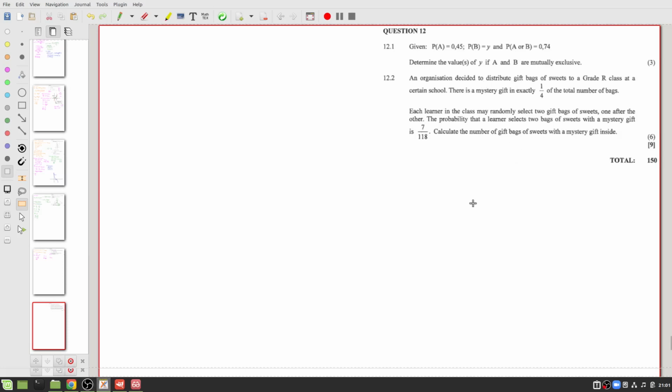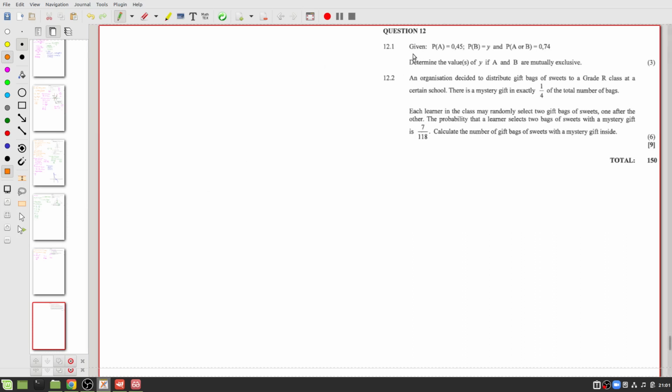Alright guys, we made it to the last question of paper 1 of the November 2018 South African CAPS syllabus matric mathematics paper 1. This last question is another probability question just like the previous one, and we need to solve just 2 questions. So let's just get right into it.